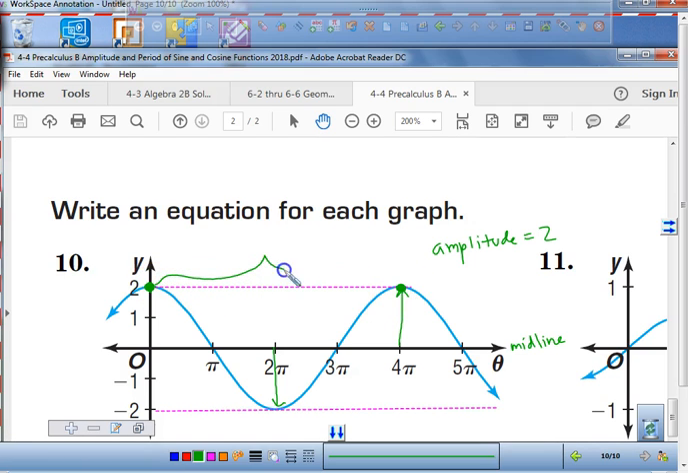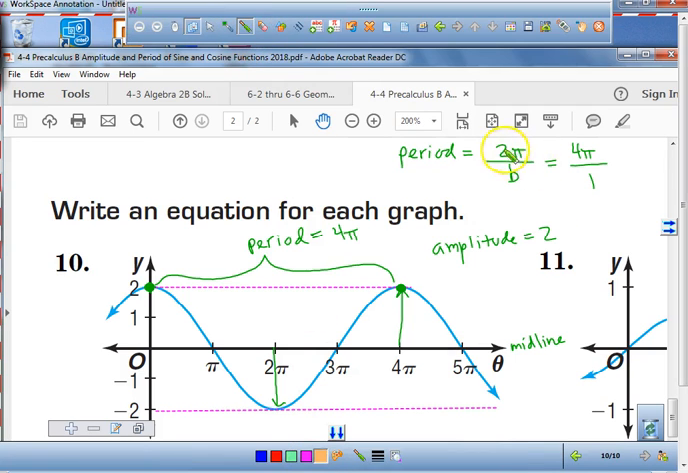Everybody, the distance between here and here, that is what's called the period. So what is the distance from 0 pi to 4 pi? 4 pi. That's your period. So now we have our amplitude and our period. And there is a formula for the period. Remember, the period is always equal to 2 pi over B. What is our period equal to this time? It's equal to 4 pi over 1.